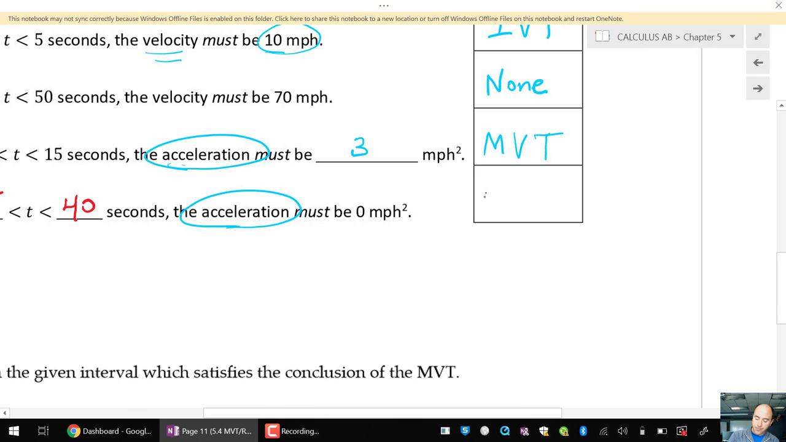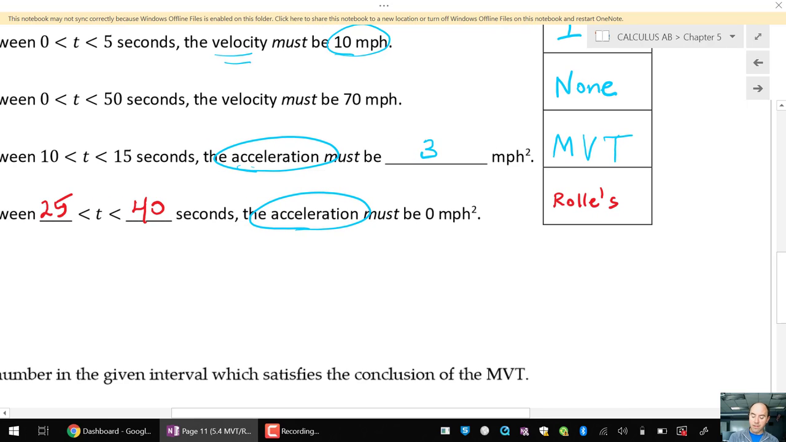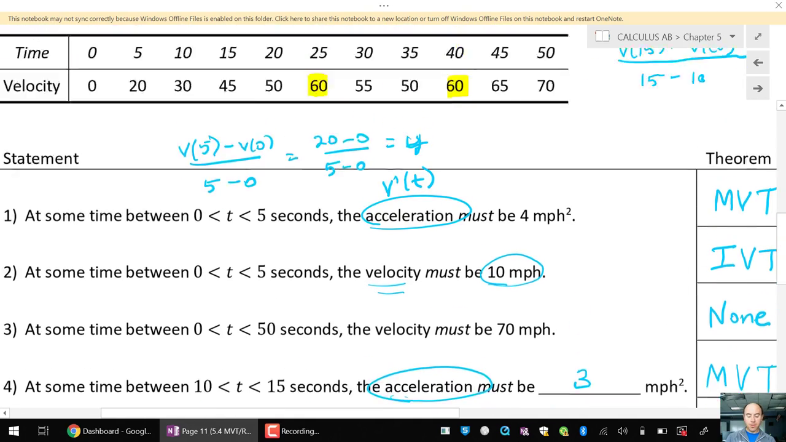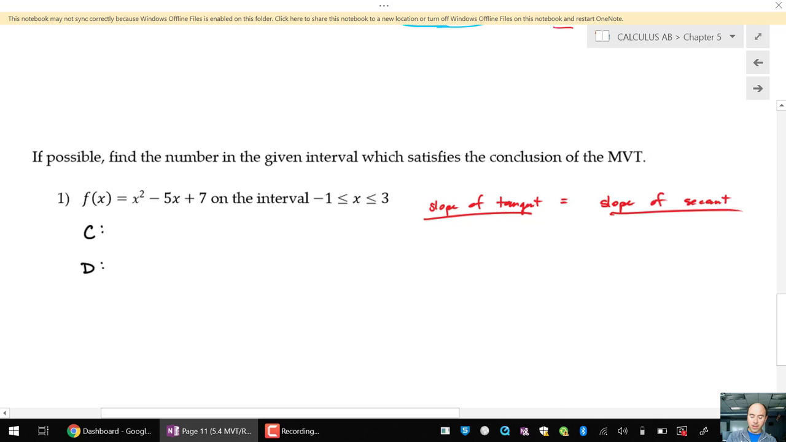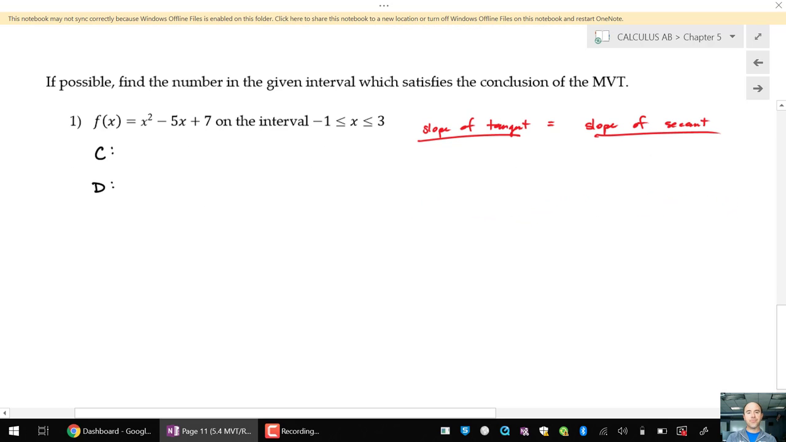That's Rolle's theorem. Rolle's theorem is just a special case of the mean value theorem when I have a derivative value that is exactly equal to 0. And then finally this, that was a numerical example using a table of values. Let me close the video by showing you an algebraic example. So this problem says, if possible, find the number in the given interval that satisfies the conclusion of the MVT, of the mean value theorem.